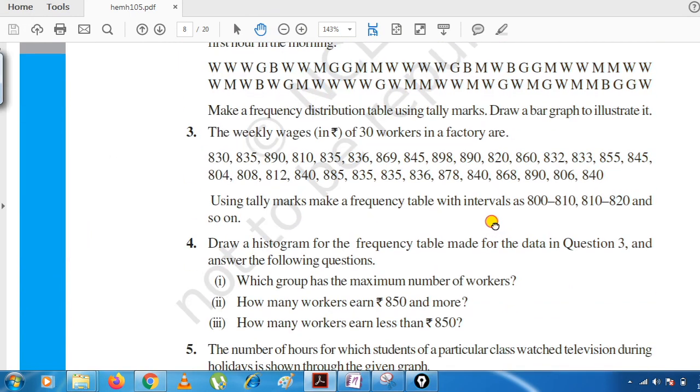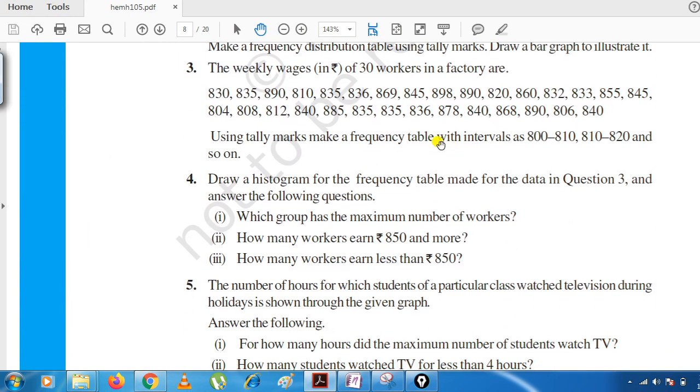So let us see first what exactly question number 3 is. You can see here the weekly wages. Weekly wages are given of 30 workers in a factory. These 30 workers are working in a factory, and the weekly wages they are getting in that factory are given here: 830, 835, 890, 810, 835, 836, like this. Weekly wages of 30 workers are given here.